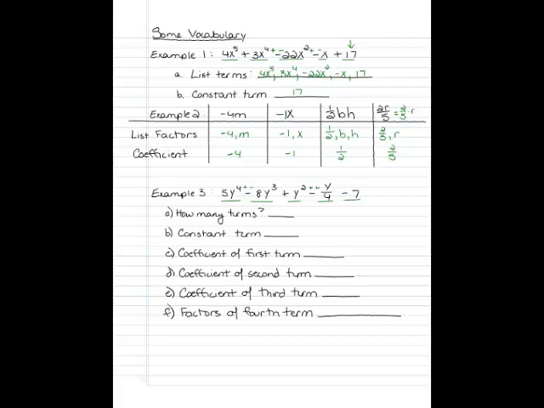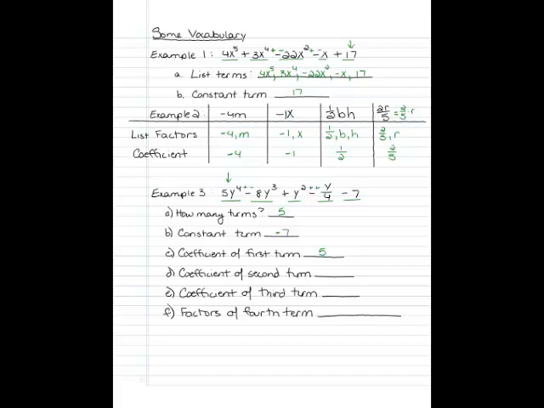So how many terms are there? There are 5. The constant term is the term with no variable. It's just a number, so that would be negative 7 in this case. The coefficient of the first term is this one right here, 5y to the 4th. The coefficient would be 5. The coefficient is just the numerical factor.